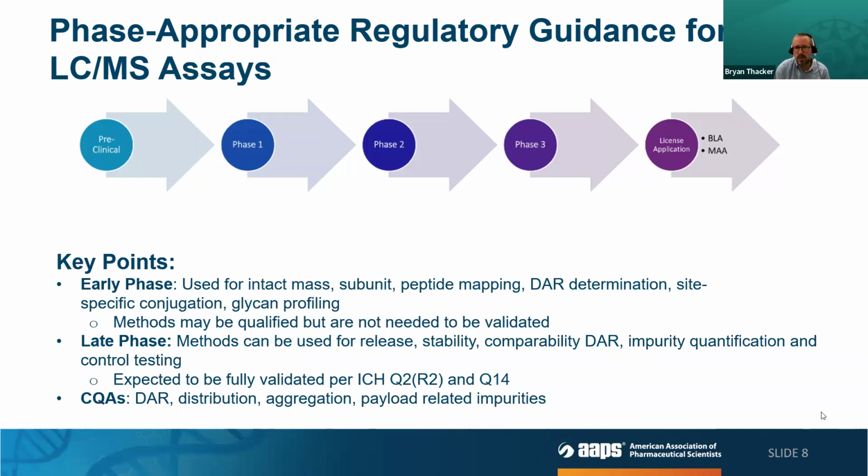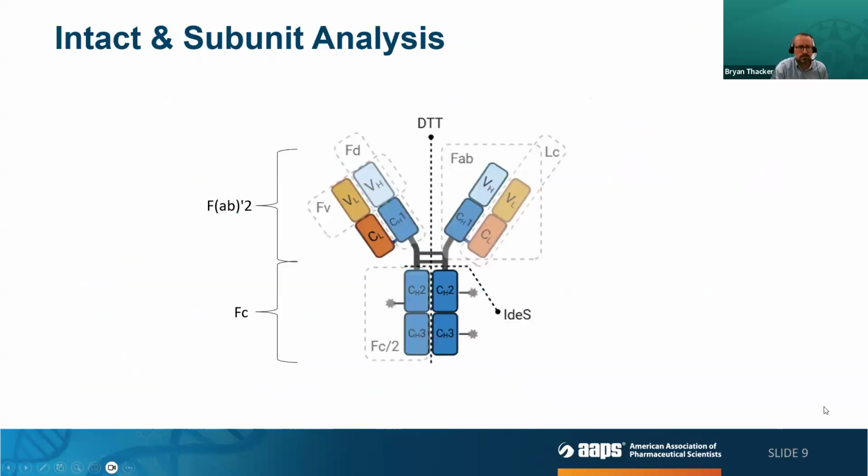And as we'll mention in the next slides, we'll be looking at the critical quality attributes of drug-antibody ratio, distribution of drug, aggregation of the drug molecule, and other related impurities. Let's go to the next slide, Jessica.